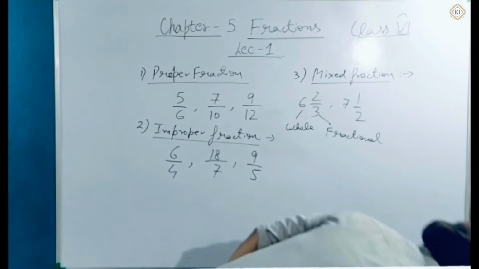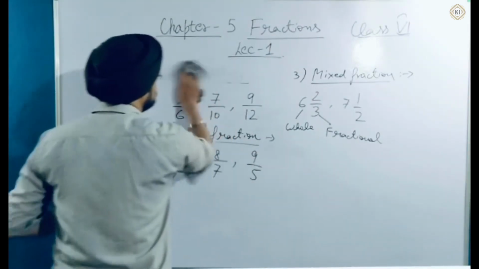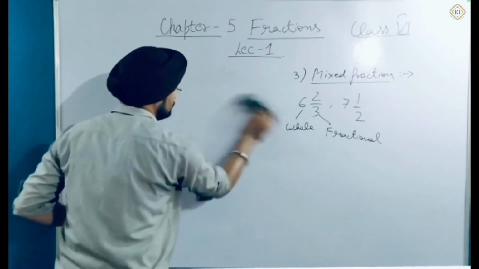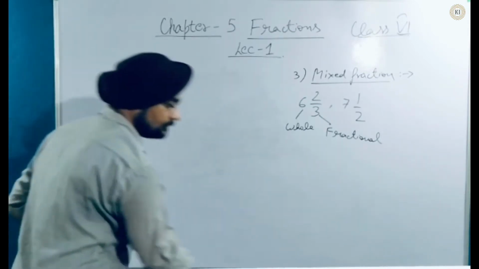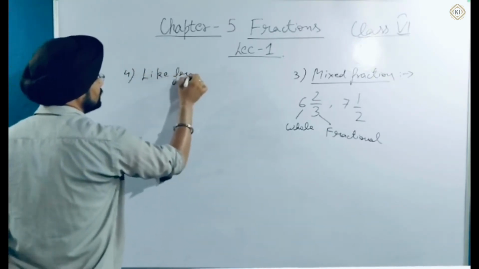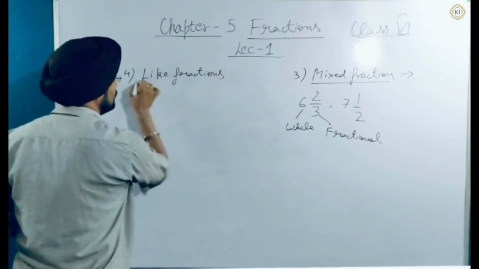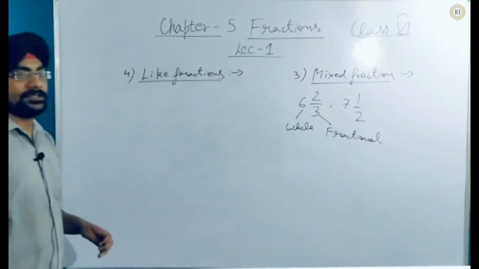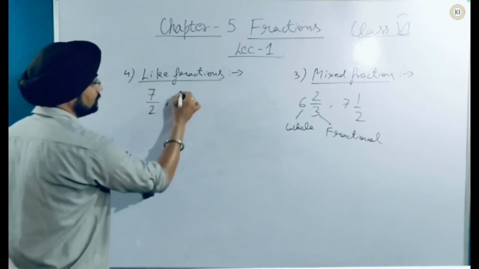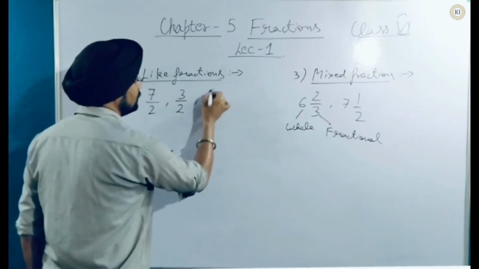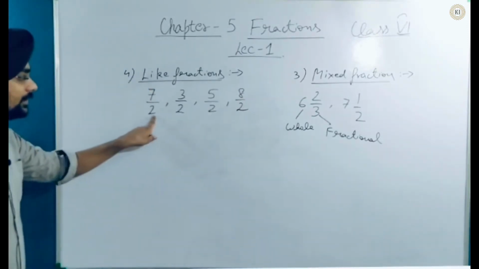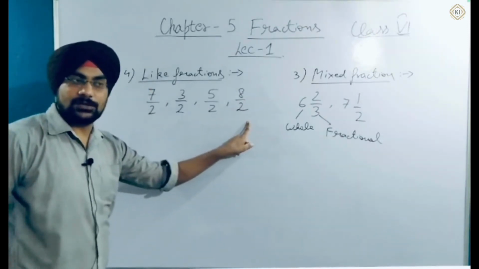Next type of fraction which we are going to study will be your like fractions. Fourth fraction is like fractions. Like fractions are the fractions in which the denominators are the same. Suppose 7/2, 3/2, 5/2, 8/2, in which all the denominators are the same. So this type of fractions are known as like fractions.